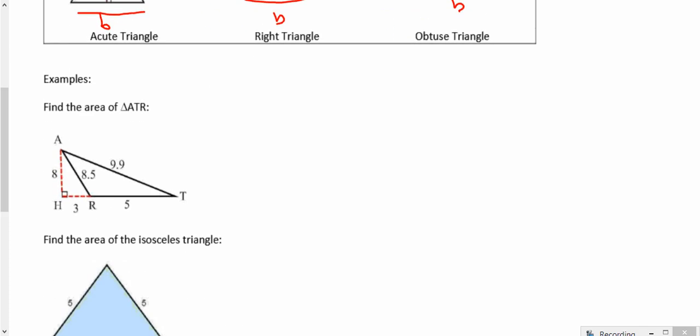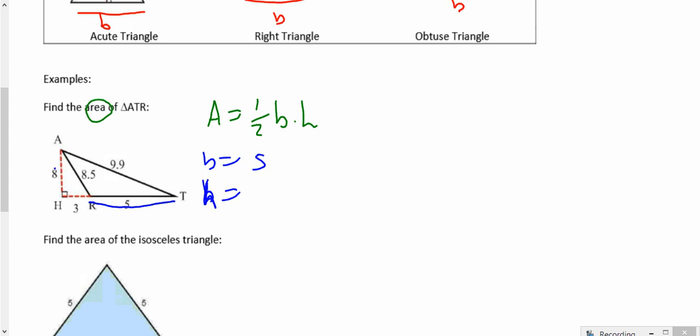So let's take a look at an example here. We've been asked to find the area of this triangle, so we know that the area is equal to 1/2 base times height. So if we look closely at this, the base is, like we said, only the black part, the one side of that side, so it's 5. The height is going to be this number, 8. The 3 has nothing to do with it. The 9.9 has nothing to do with it, nor does the 8.5.